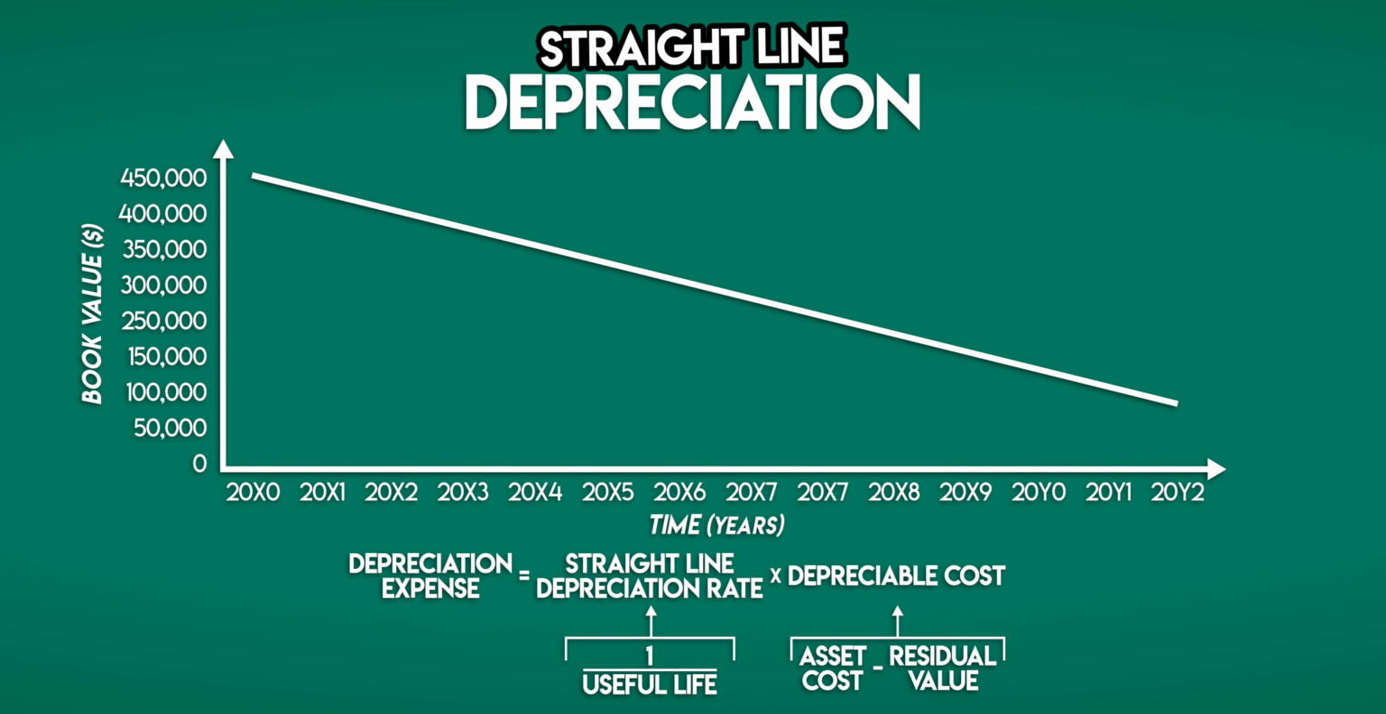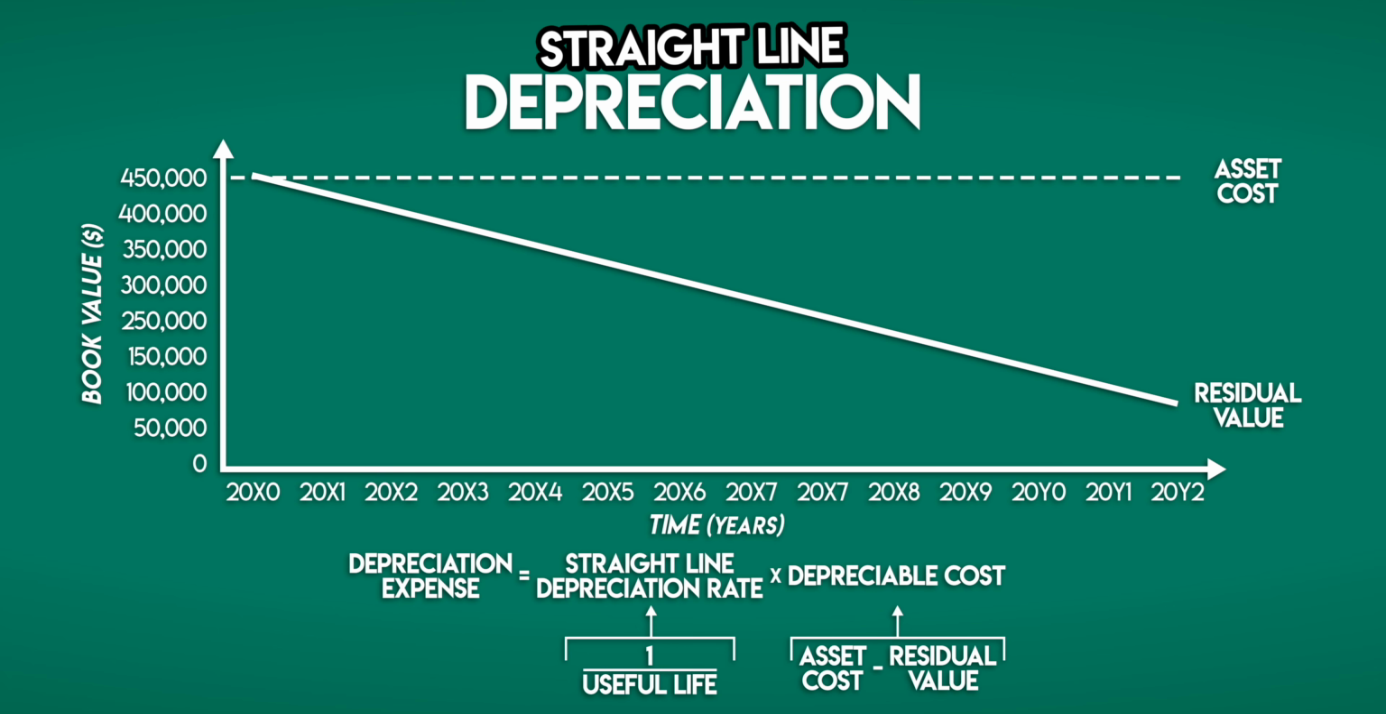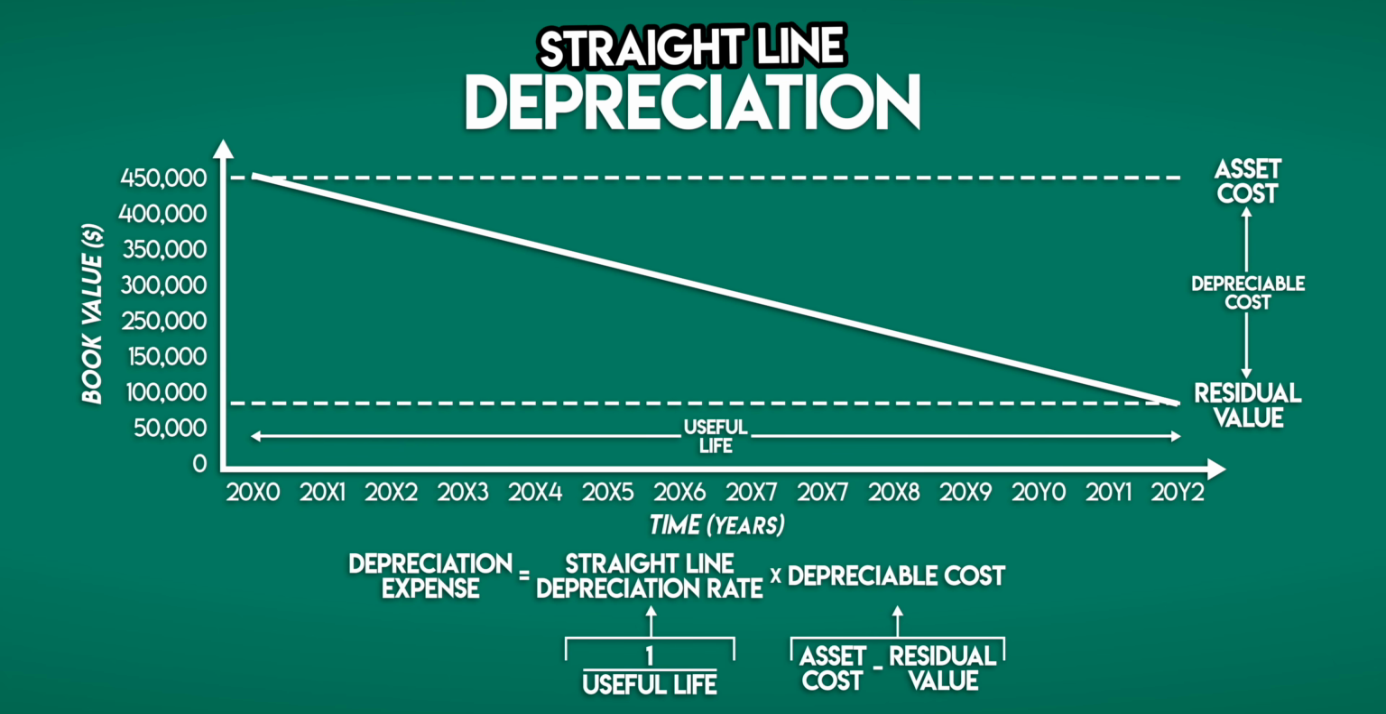Let's take another look at that graph. Here we're tracking your combine harvester's book value over time. Your asset cost at the beginning is $450,000 and its residual value at the end is $90,000. Its depreciable cost is the difference between the two, $360,000, and it has a useful life of 12 years.